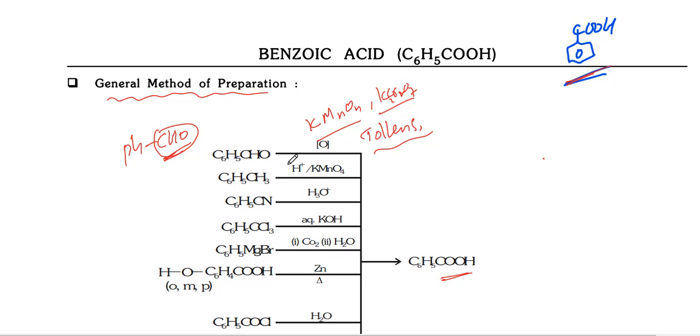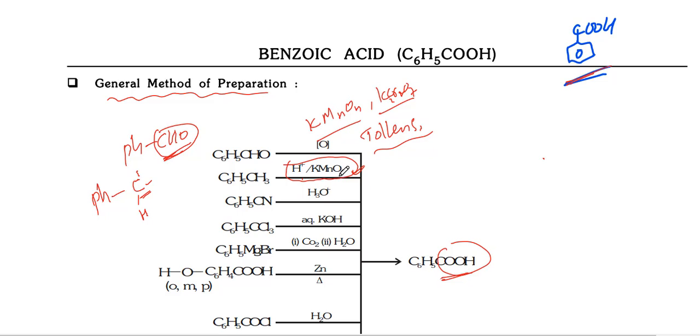The toluene: benzene attached to a methyl group, so benzene attached to a carbon. This carbon is oxidized into carboxylic acid. The condition is that at least one hydrogen should be present on this carbon. The remaining groups may be alkyl groups, but at least one hydrogen should be present. In that case, these are converted into carboxylic acid by a stronger oxidizing agent.